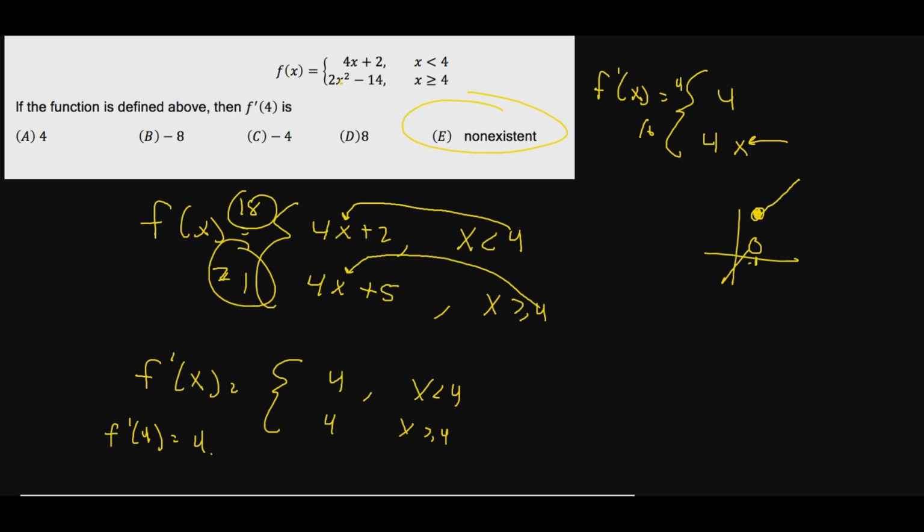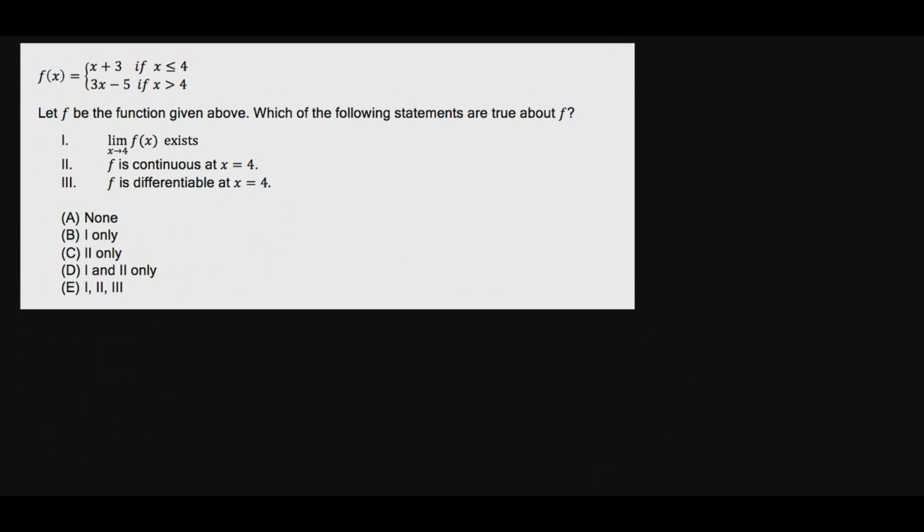So those are two ways to check. Are the slopes the same? And last but not least, are the points equal to each other? So that leads us to this problem over here. Let f be the function given above. Which of the following statements are true about f?